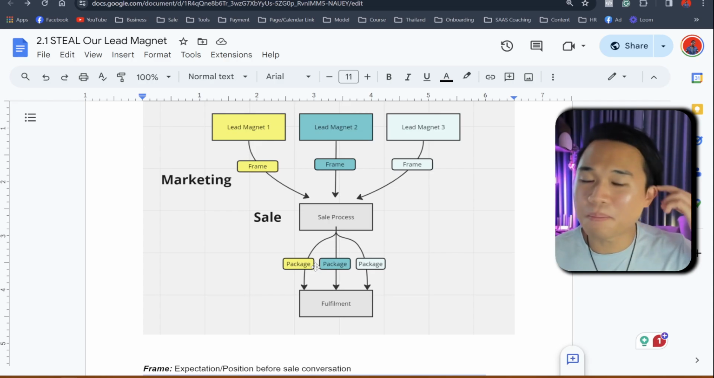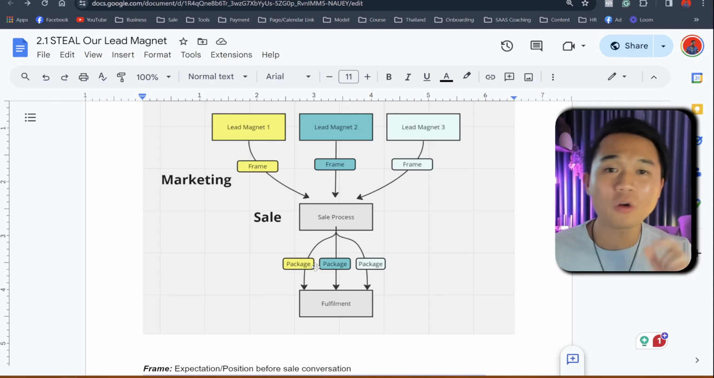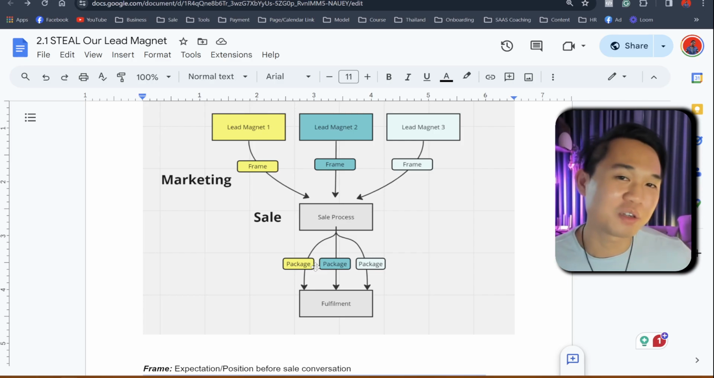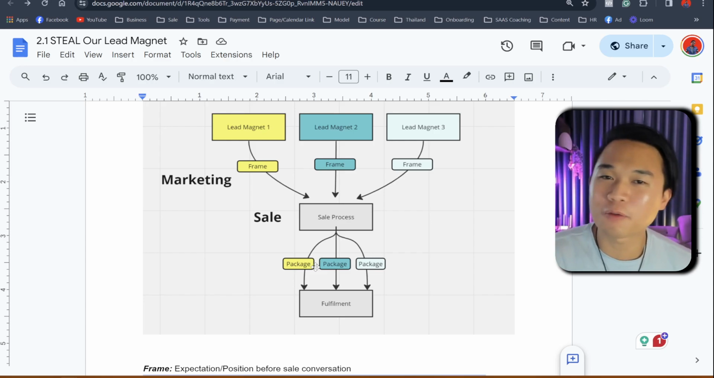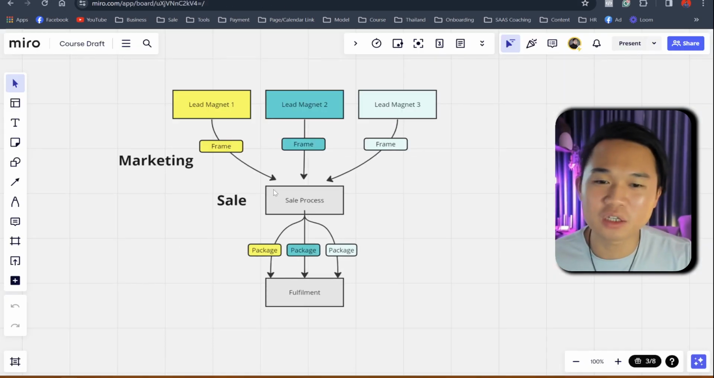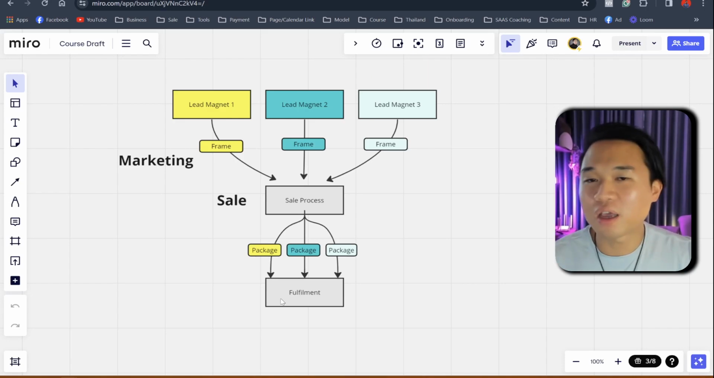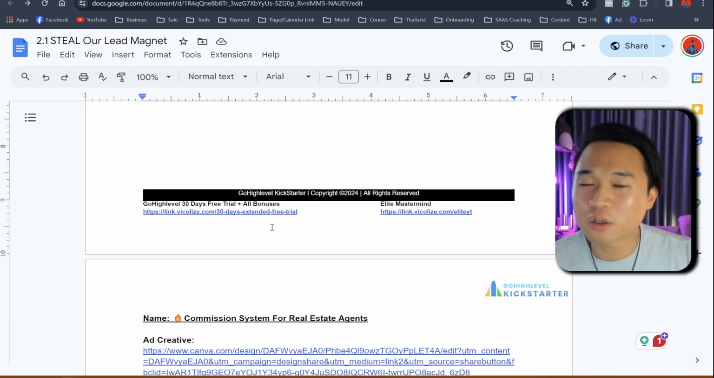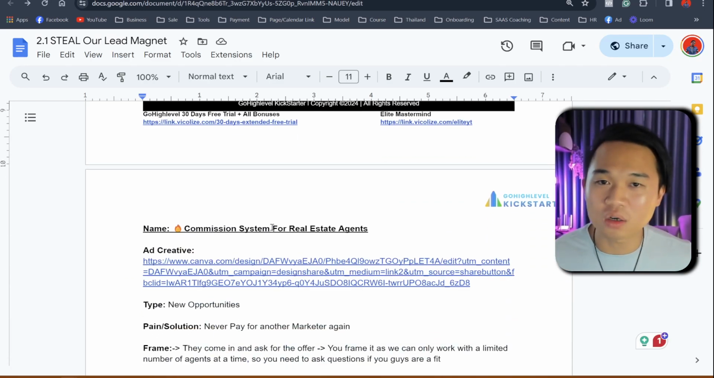So what that basically means, what this diagram shows, is that if you have different lead magnets, all you have to change is just the frame, which is 1 or 2 sentences in the beginning of the conversation, and the packaging, which is again 1 or 2 or 3 sentences at the end of the sales conversation where you ask them for money. But nothing else really needs to change in terms of your actual sales scripts and your fulfillment process. So it's very important that you understand that if you're launching a new lead magnet, it's not that much work. That's the point I'm trying to make here.